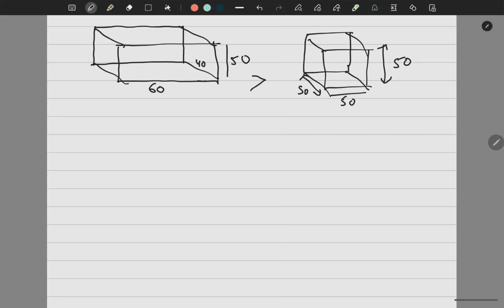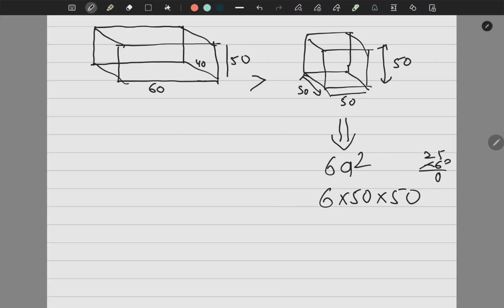Now you have to tell which cuboid or which geometric figure has the more surface area. This is a cuboid, this is a cube. So for the cube, what is the surface area? 6a square. So 6 into 50 into 50. Right? So you will have 25 into 6, which is 150, so 15000. Okay, this is one answer.